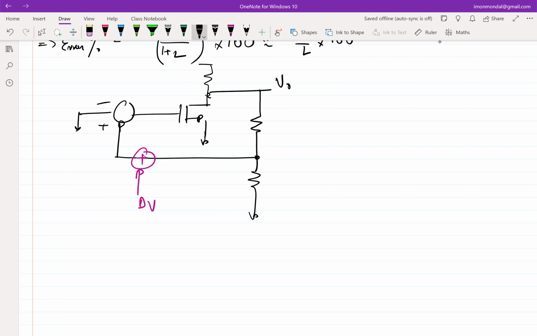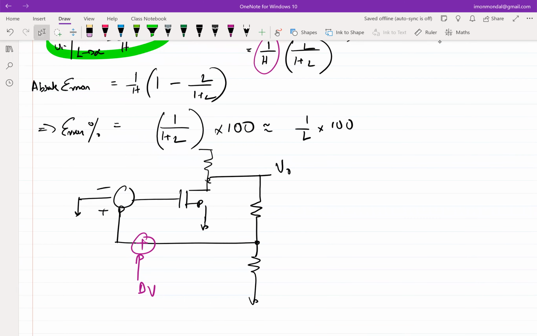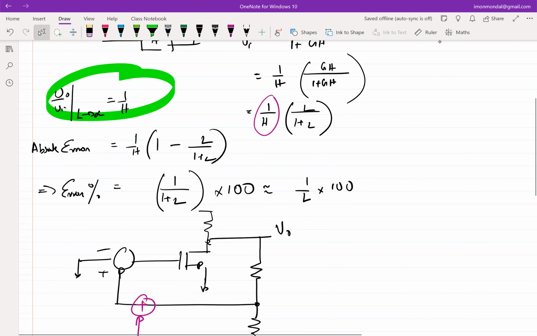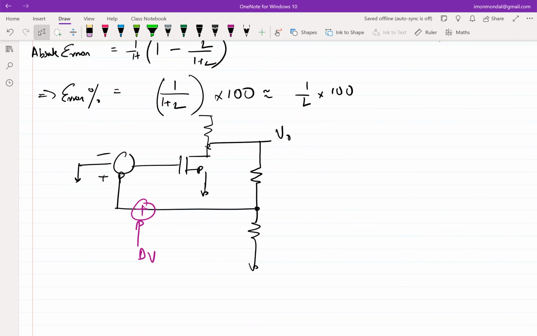Yes. The error percentage? Where? Yeah, so error percentage is relative to the expected value, right? So it's divided by this. That's why it is a percentage. The top one is absolute error. Here it should affect, right?